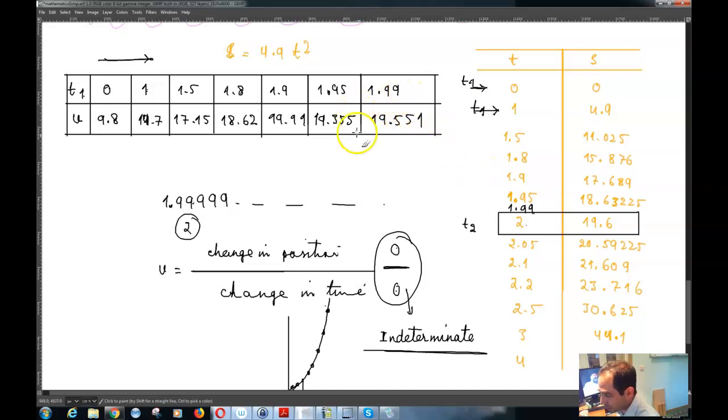So assuming that really nothing wacky or dramatic happens between this time point and this point in time, then I can assume that 19.551 is actually the velocity at this point in time, t is equal to 2. I can make that just as an assumption.